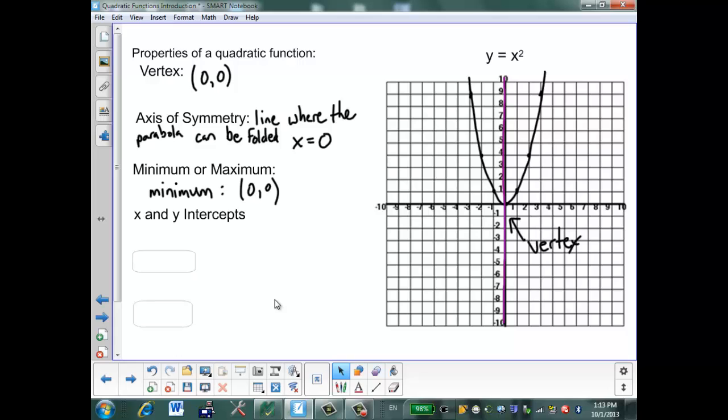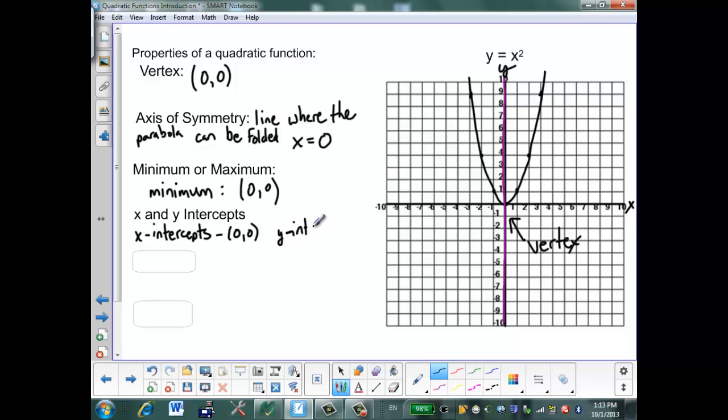The next property is the y and x intercepts. So the x-intercepts are where it crosses the x-axis. And in this case, it crosses the x-axis at 0, 0. The y-intercepts are where it crosses the y-axis. And again, for this graph, that's going to be at 0, 0.